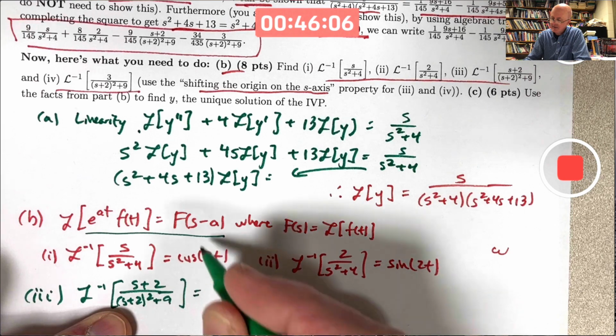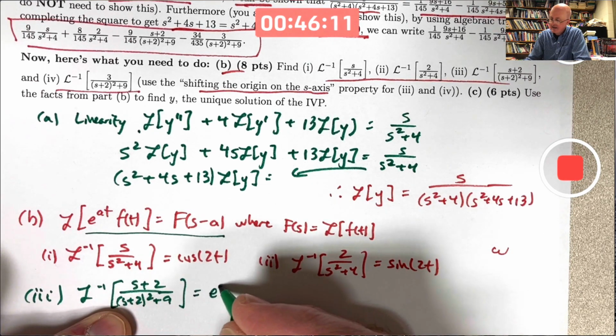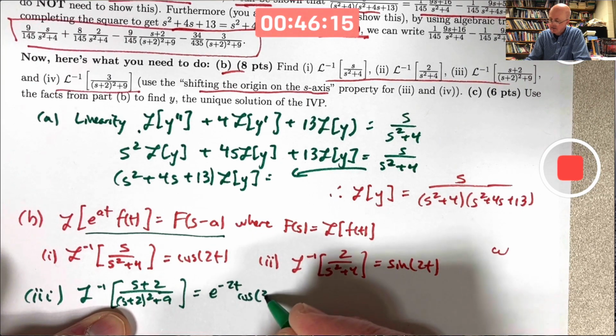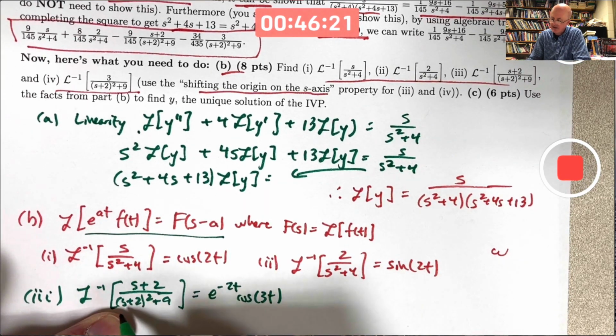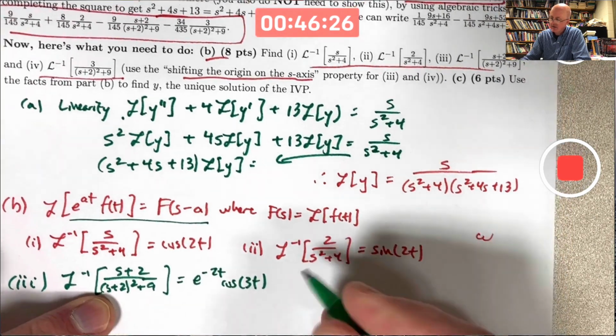Using this fact, with a equal to negative 2, I'm going to get e to the negative 2t times cosine of 3t. The little f of t is the cos 3t. The e to the at is this, where a is negative 2, because I've got s plus 2's there and there, matching s minus a when a is negative 2.